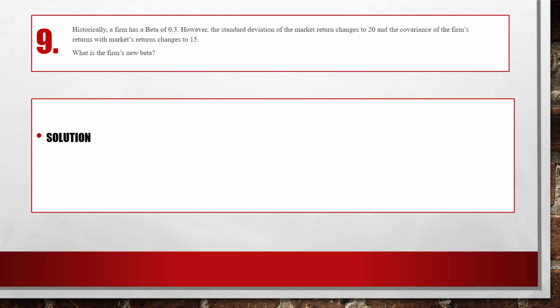So for this problem, we have to make use of the formula for beta. By definition, beta I is equal to the covariance of RP and RI over the variance of RP. So here the covariance is 15 and the variance is 20 squared because the deviation is 20, and we get beta I as 0.0375. Alright, so that's problem number 9.